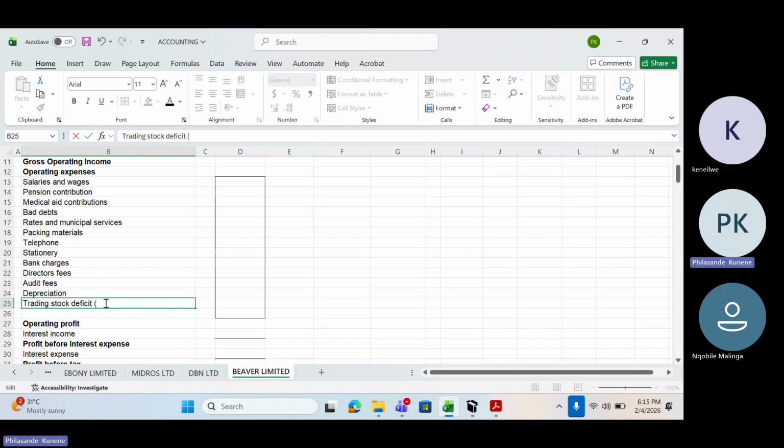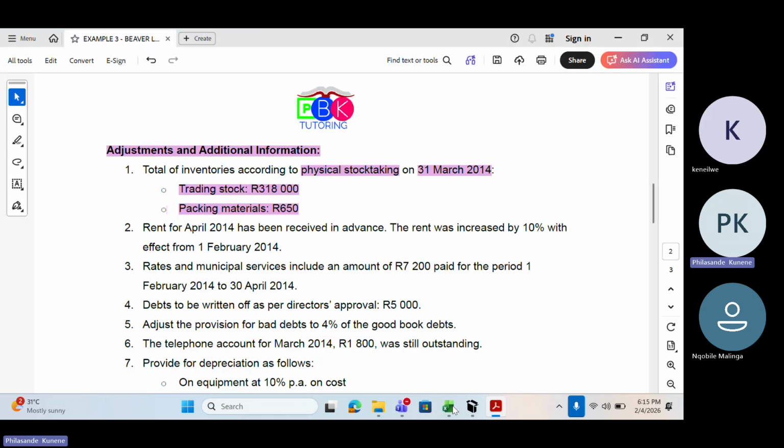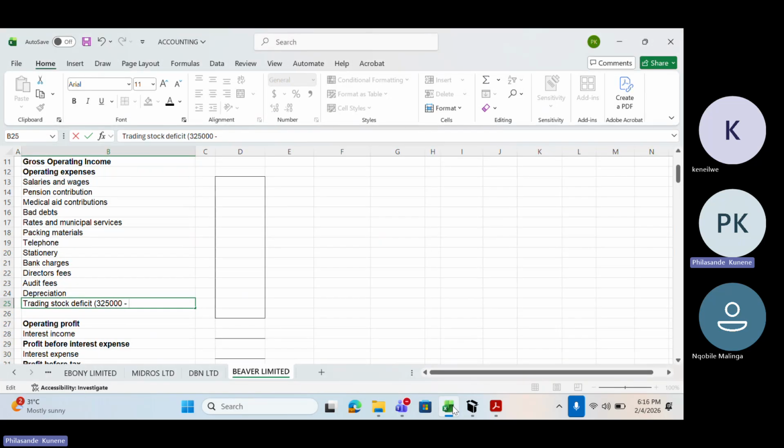So what am I going to do? I'll say 325,000 rand minus how much do I have on my transactions? I have 318,000 rand. So I will say 325 minus 318,000 rand. So this will be my trading stock deficit.